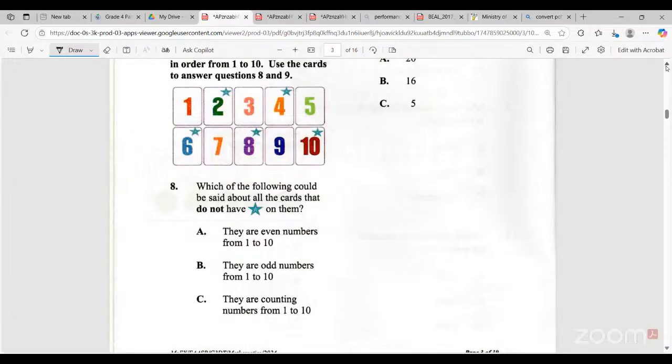Guys, all you have to do is look at the numbers that don't have the star on them. Shan says B as well. Shan, you have to put the number, so we know. Alright, so basically we have 1, 3, 5, 7, and 9. These are all odd numbers, so yeah, I agree, it would be B. Let's move on to number 9.